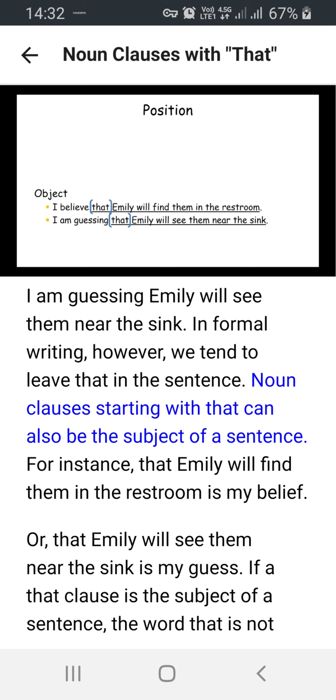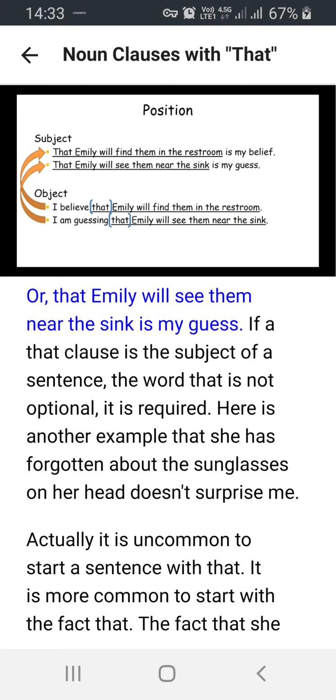Noun clauses starting with that can also be the subject of a sentence. For instance, that Emily will find them in the restroom is my belief. Or, that Emily will see them near the sink is my guess. If a that clause is the subject of a sentence, the word that is not optional. It is required.